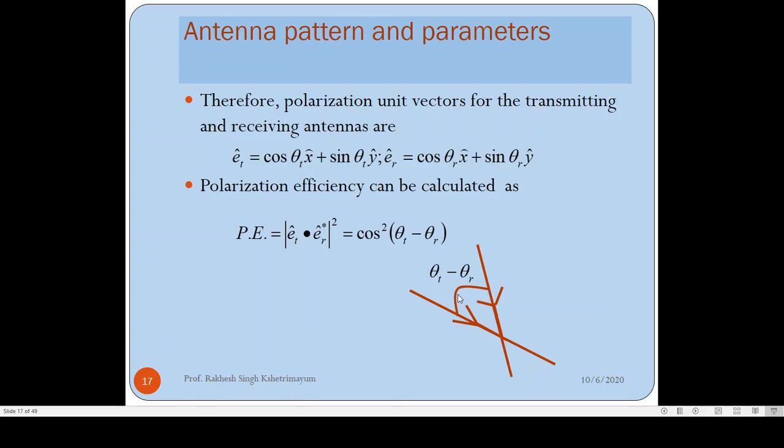So cosine of theta t minus theta r, this is the angle theta t minus theta r. If the transmitting antenna and receiving antenna are aligned properly, in that case theta t is equal to theta r, and this will become 0. You have the maximum polarization efficiency when theta t is equal to theta r. In that case, you align the transmitting antenna and receiving antenna in the same angle.